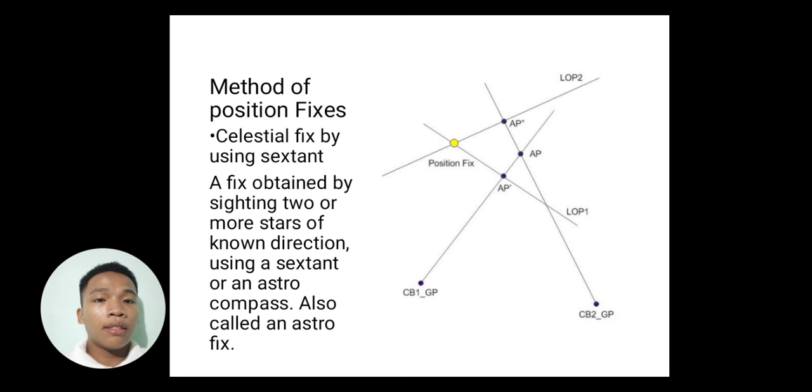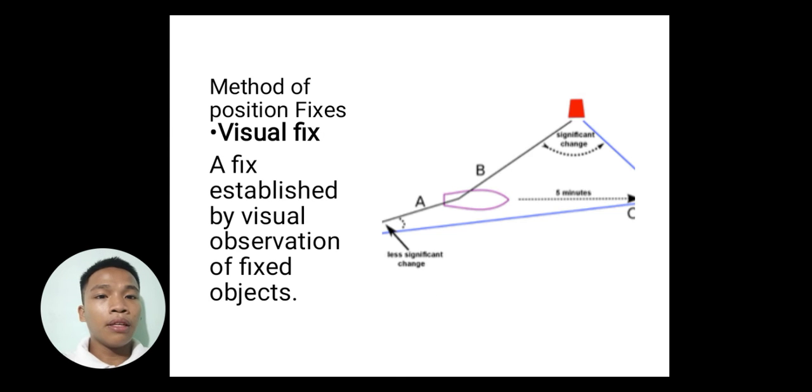Next is celestial fix. Methods of position fixes. Celestial fix by using a sextant. A fix obtained by sighting 2 or more stars of known direction using a sextant or an astro compass, also called an astrofix. A visual fix. A fix established by visual observation of fixed objects.